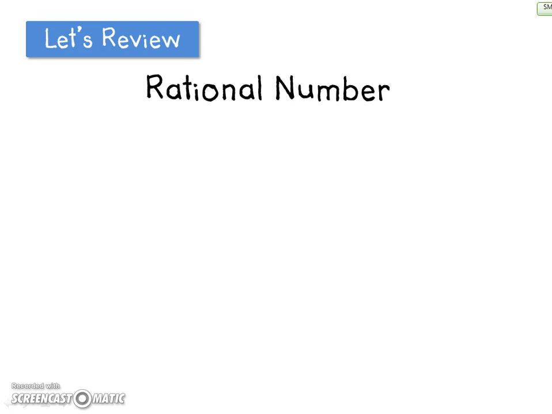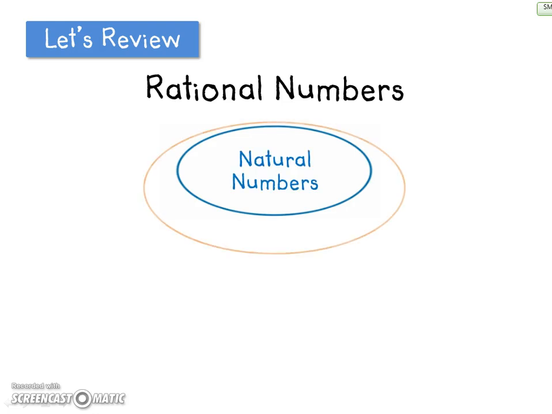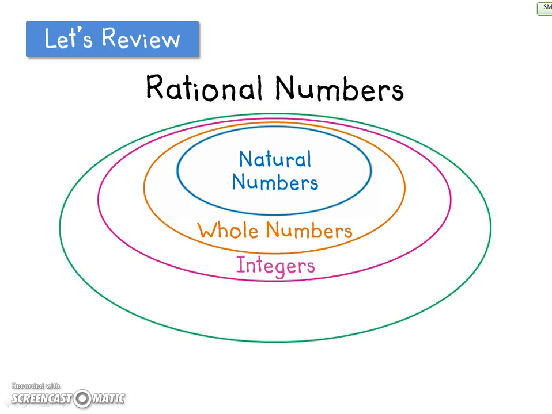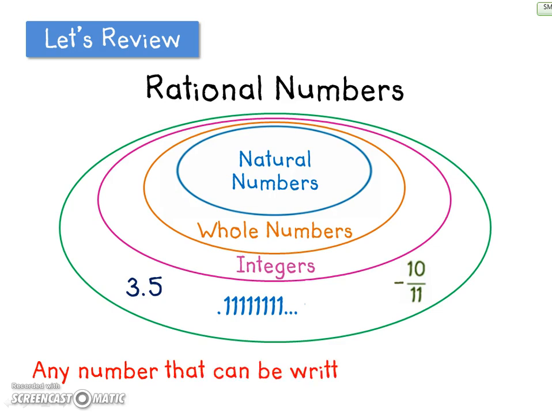We can then talk about rational numbers. Natural numbers, whole numbers, and integers are subsets of the rational numbers, which means they're all included in the set of rational numbers. But we can also include a few more examples. 3.5 is a rational number, -10/11ths, and 0.1 repeating are all rational numbers. We can define rational numbers as any number that can be written as a fraction.